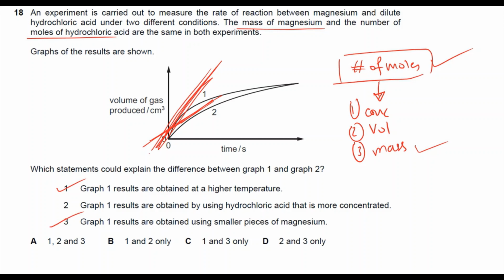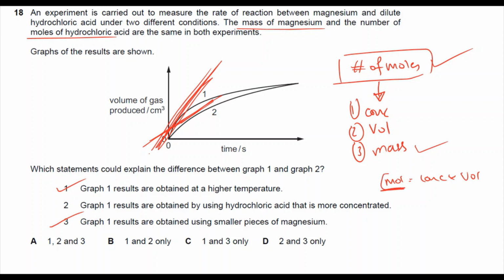What about 2? Tell me. They said the moles of hydrochloric acid are not changing, right? What is moles? Moles is concentration into volume.